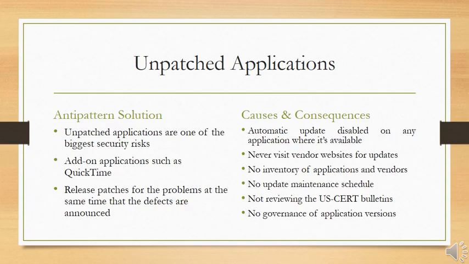Next, we have causes, symptoms, and consequences. The causes, symptoms, and consequences of this anti-pattern include automatic update disabled on any application where it is available. Never visit the vendor websites to search for updates. No inventory of applications and vendors. No update maintenance schedule. Not reviewing the US CERT bulletins. No governance of application versions.